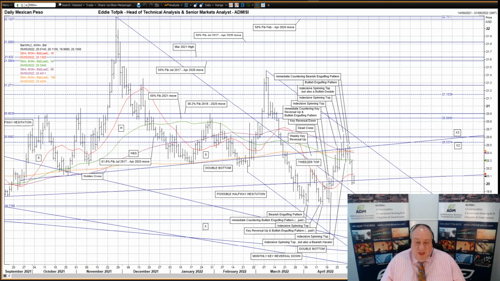Overhead, we have a slew of resistances in no particular order. The long moving average currently at 20.4258, the medium moving average currently 20.4010, the neckline currently 20.4649 of the September 2021 to March 2022 head and shoulders top. Then the interesting 61.8% Fibonacci line of the July 2017 to April 2020 move at 20.6062. Finally, the upper time, currently at 20.6190 of the November 2021 to March 2022 bearish Andrews pitchfork.